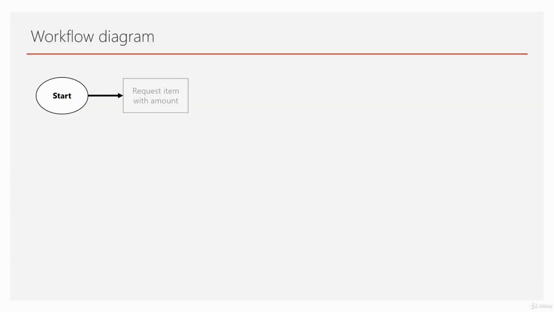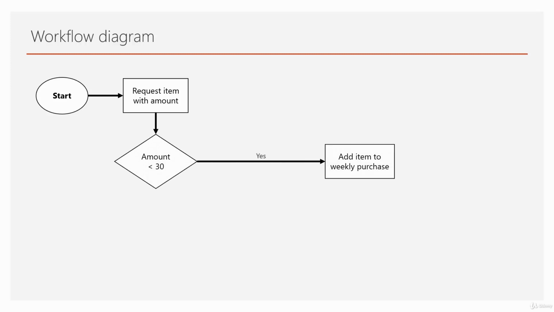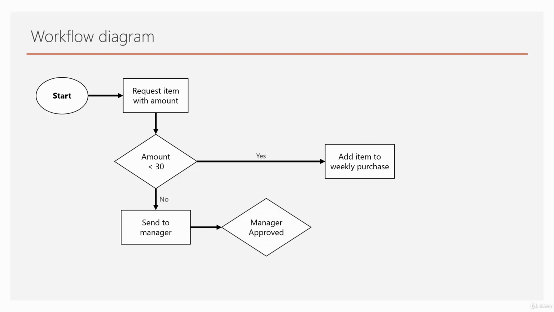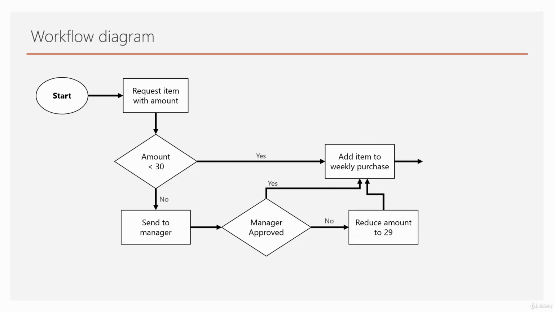The workflow starts when an item is requested. So the supervisor requests the item with the amount. Then, if the amount is below 30, the item is added to the weekly purchase. If not, the item goes to the manager. The manager may or may not approve. If the manager approves, the item goes to the weekly purchase again. If not, the amount is reduced to 29, and then again, it goes to the weekly purchase. Couldn't be simpler than that. And that's it. The end. The weekly purchase report should be created weekly, while day by day, the items can be added to that list.